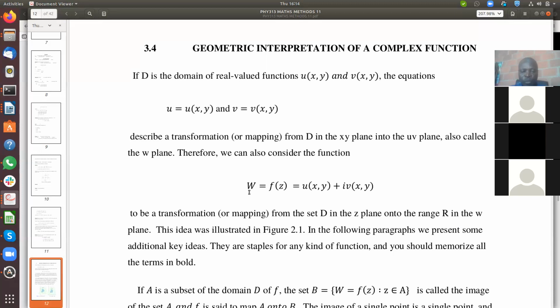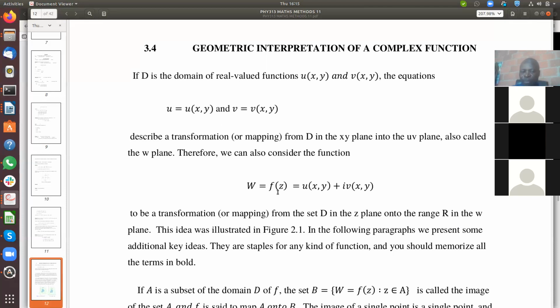Now, what we are going to arrive at is that if you move from D in the xy plane to another plane called the uv plane, this uv plane is known as the w plane in complex function. This w plane, we can express as f of z. Z here is a complex number.